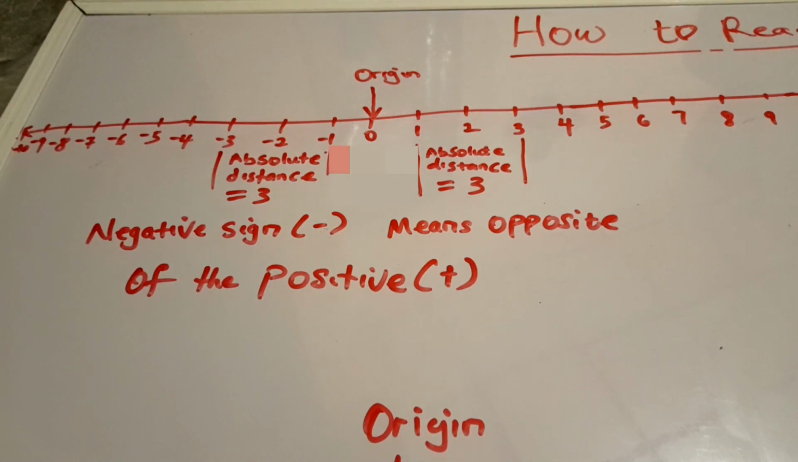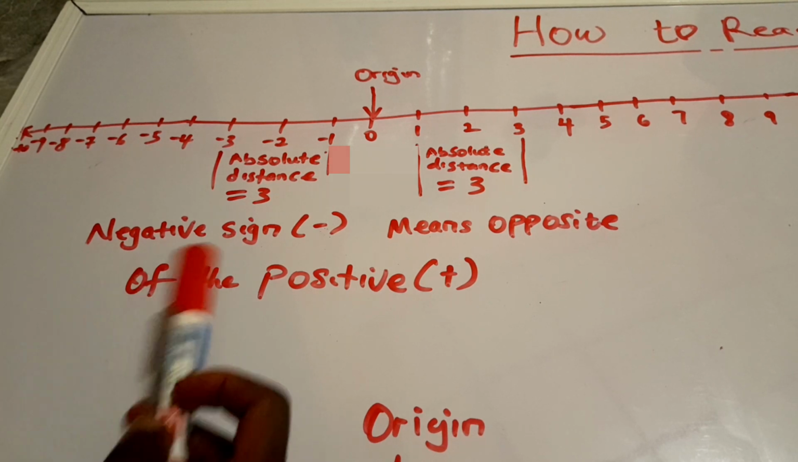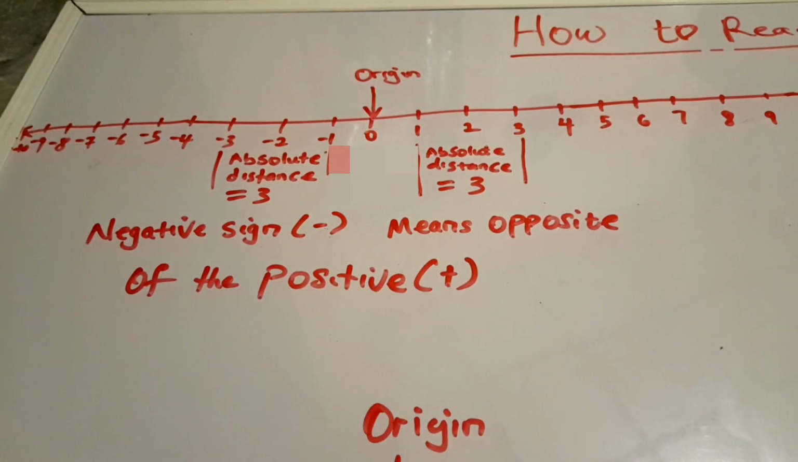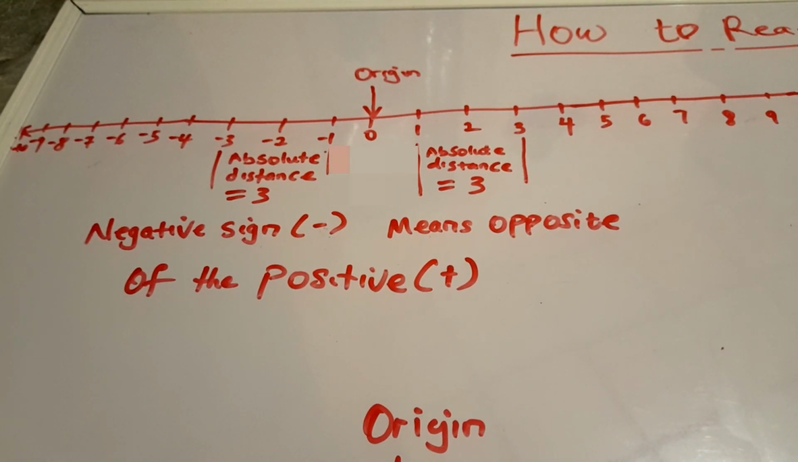Now, if you look at the line very well, you see that there is the part that is carrying the negative numbers, minus 1, minus 2, minus 3, and the part that is carrying the positive numbers. The negative sign just means opposite. Absolutely, they are the same.